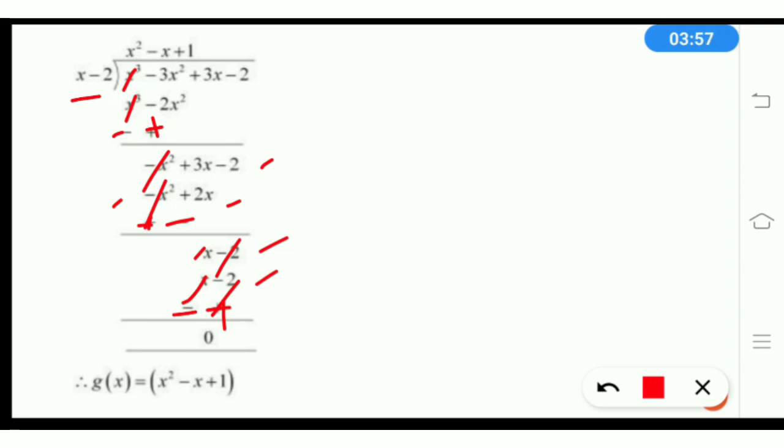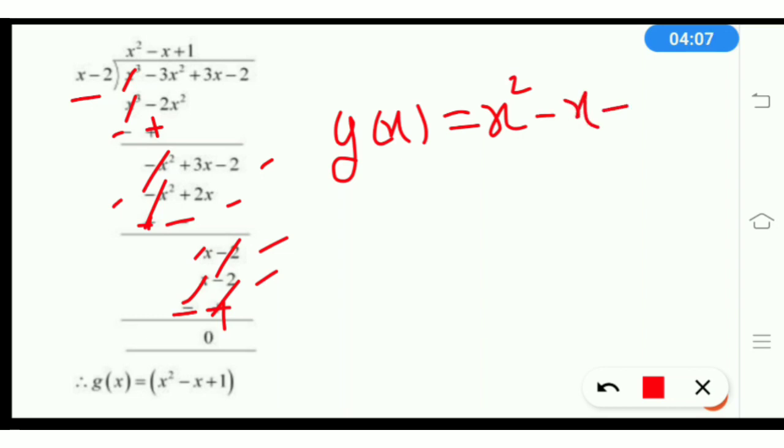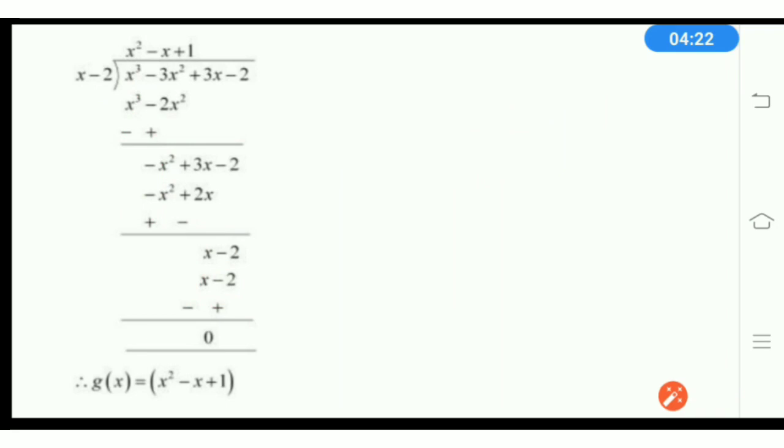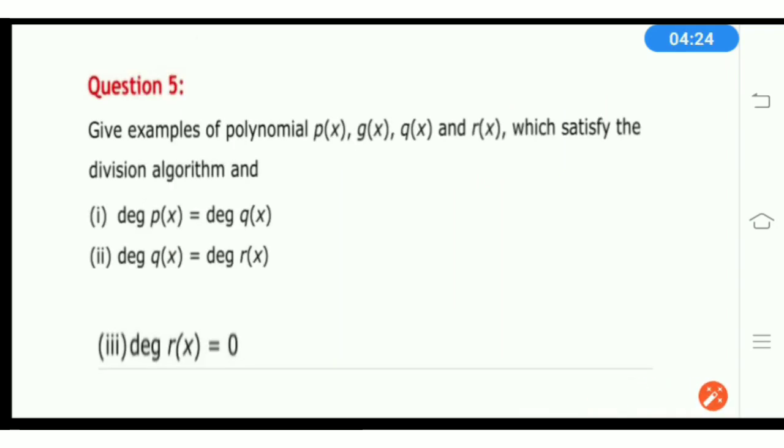So after dividing we get g of x equal to x square minus x plus 1. This is the answer. So g of x equals x square minus x plus 1. Clear? That means the divisor g of x equals x square minus x plus 1. Clear?